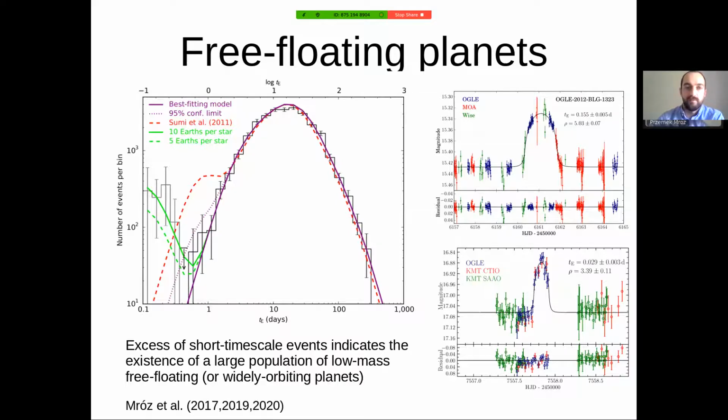and as I said at the beginning of my talk, the shorter the timescale, the lower the mass of the lens. So we believe that the excess of short duration microlensing events is caused by a population of low mass free-floating planets that are about as common as stars in our Milky Way. And the plots on the right show just two example light curves of short duration microlensing events by these objects.